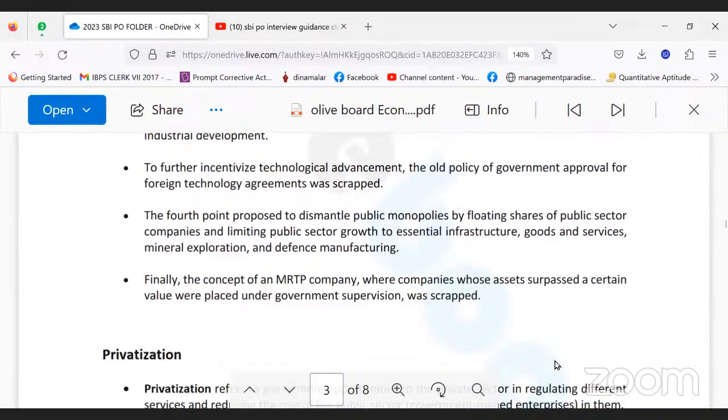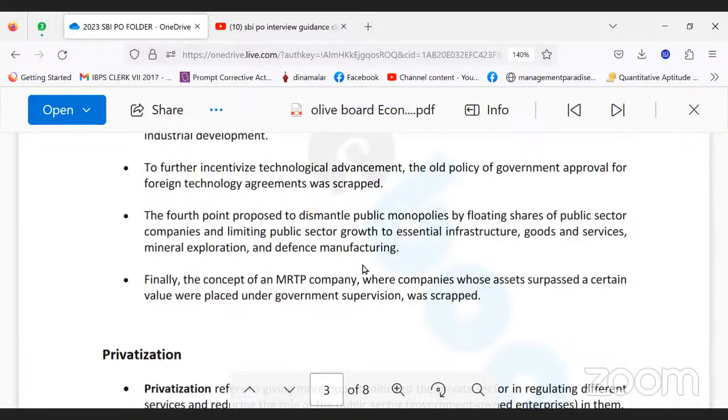The fourth point proposed to dismantle public monopolies by floating shares of public sector companies and limiting public sector growth to essential infrastructure, goods and services, mineral exploration, and defense manufacturing. Here, the first company to be disinvested, or whose shares were sold, in the public sector was Modern Bakeries. Modern bread, whatever we are getting now, was the first government company sold to the public.